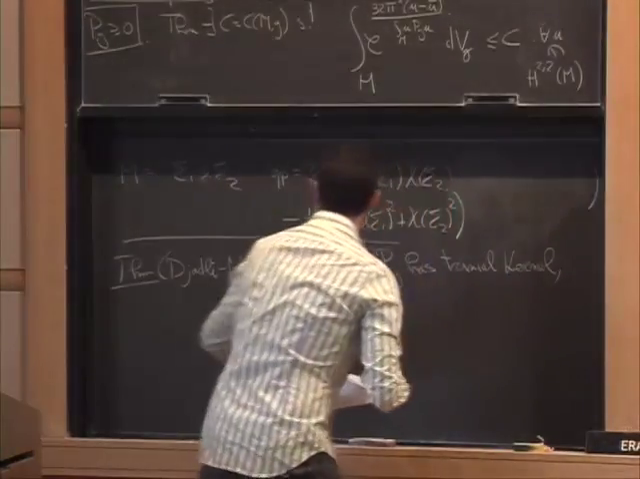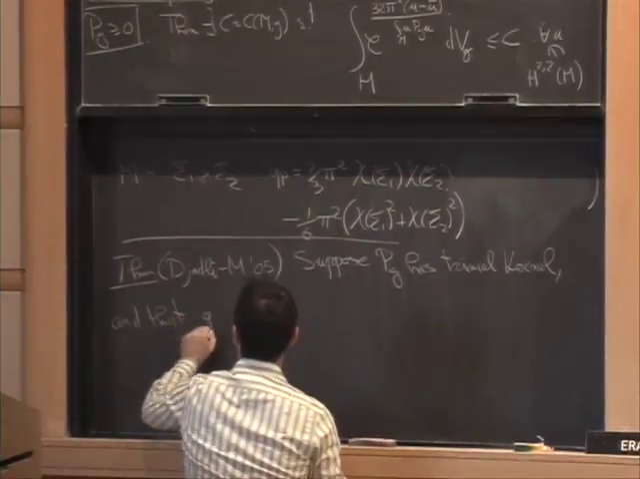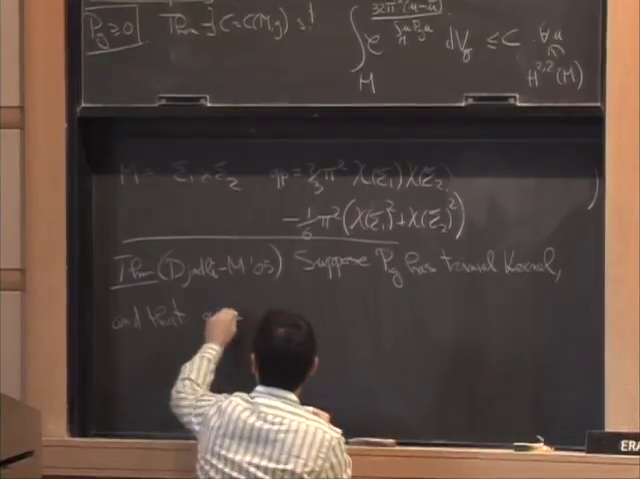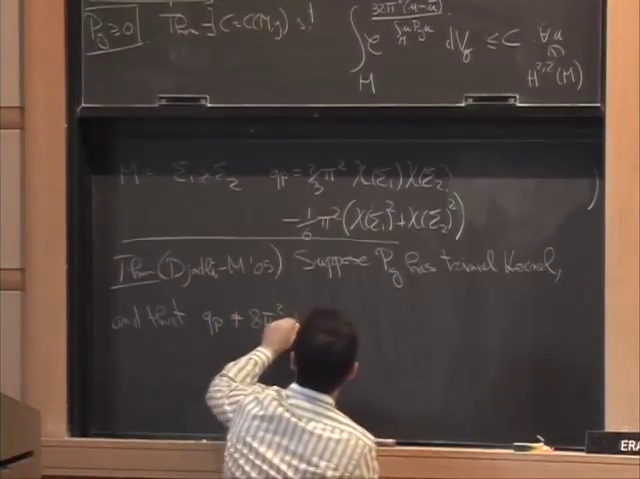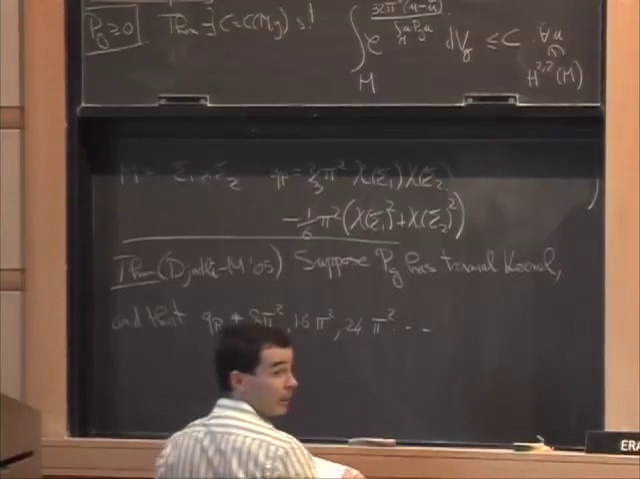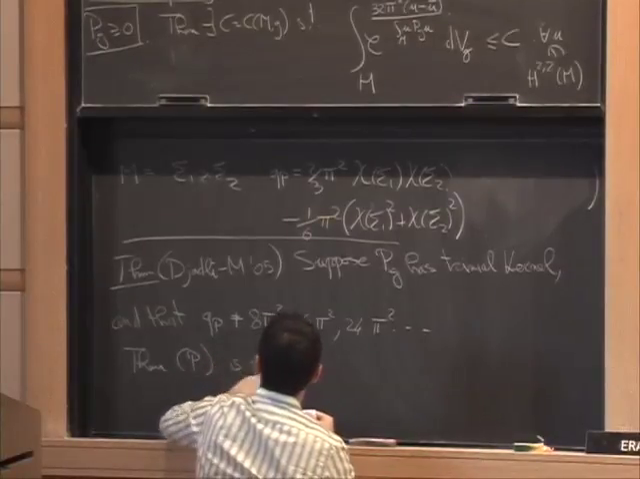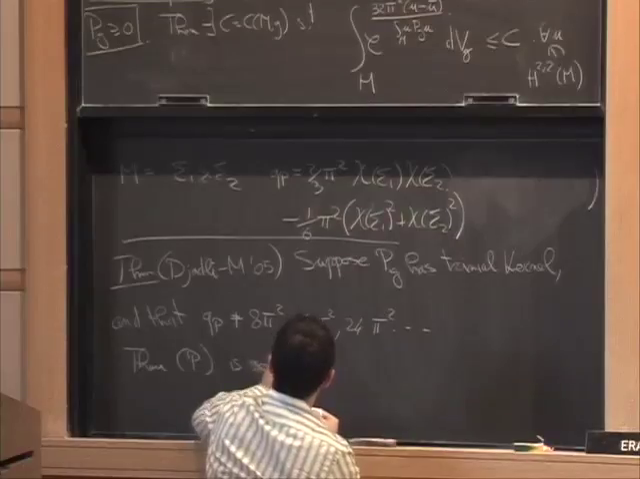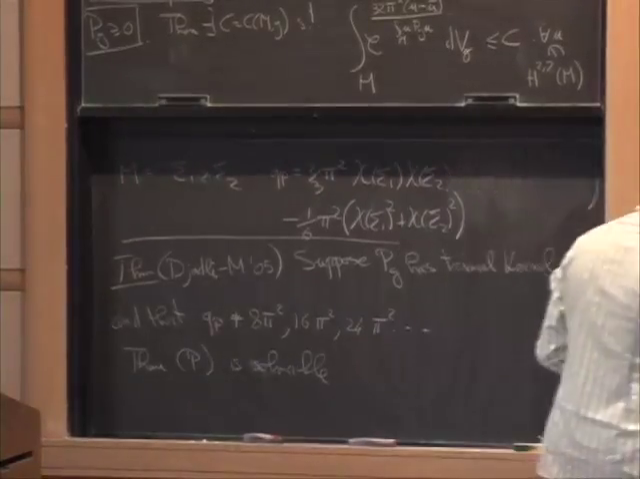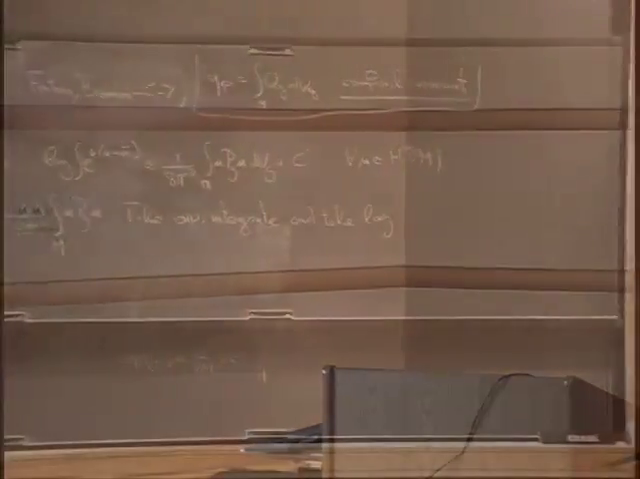And also that Qp, the total Q-curvature, is not a positive integer multiple of 8 pi squared. So Qp is different from 8 pi squared, 16 pi squared, 24 pi squared, and so on. Then the problem is solvable. So we can find indeed a conformal metric with constant Q-curvature. Okay, some remarks.